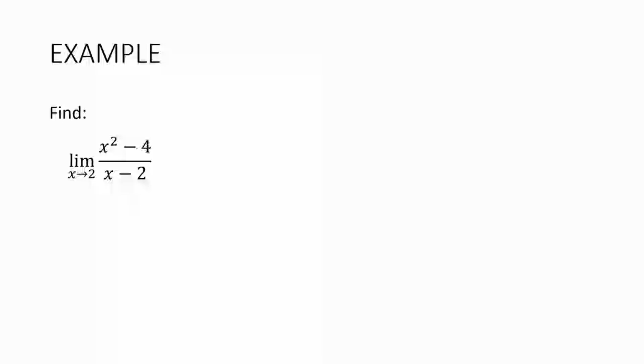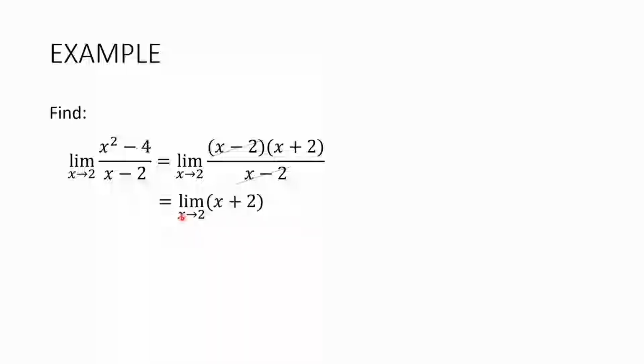We've got to do something in order to get rid of that denominator. So what we're going to do is factorize the top. Now we know that x squared minus 4 is the difference of 2 squares, so it's going to become x minus 2, x plus 2, and these two cancel out. As soon as I can cancel out that denominator, I'm going to be fine. So I'm going to be left with the limit as x approaches 2 of x plus 2. And now I'm fine to substitute in that 2. So putting the 2 in is going to give me 4.